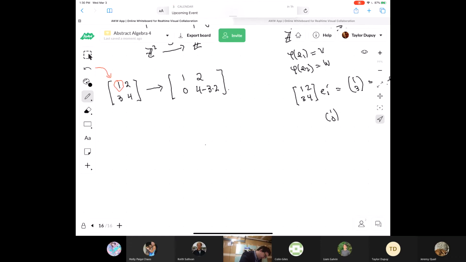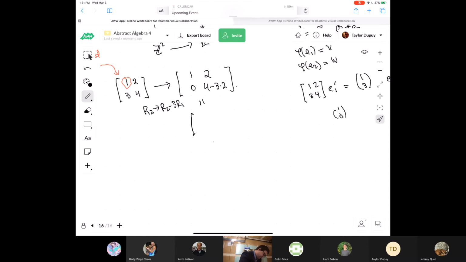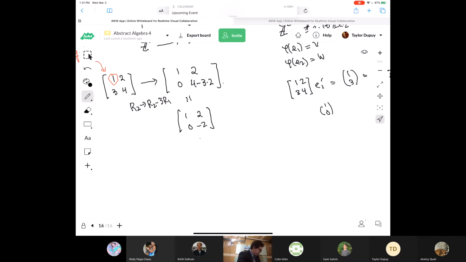Okay, all right. And so what is this thing equal to? So we did R2 goes to R2 minus 3R1. This thing is 1, 2, 0, and then we have 4 minus 6, so this is a minus 2. Now I guess I can use the bottom row to kill this piece of the top row here.